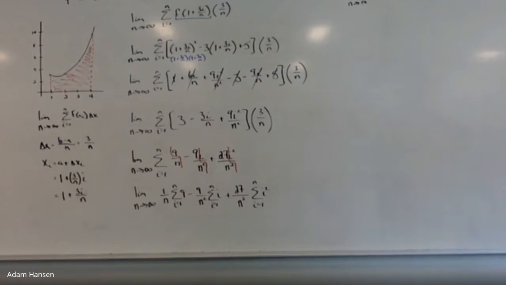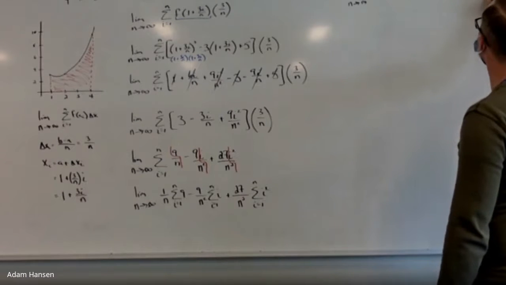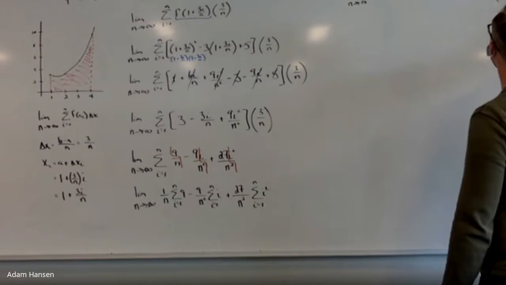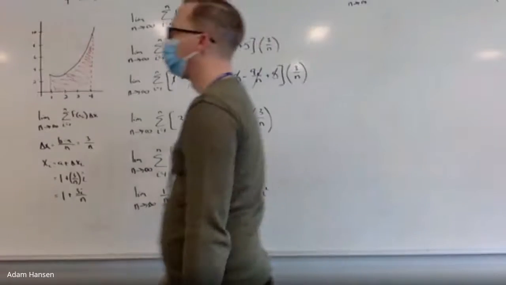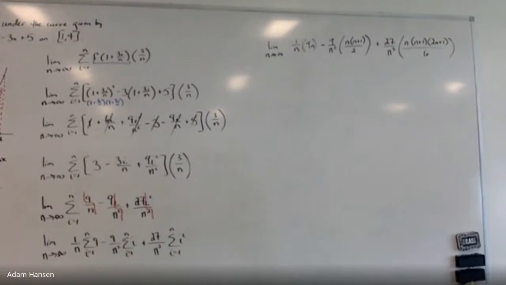The summation of i squared, this one I have a hard time remembering. Bring over the 27 and n cubed first. Is it n plus 1, 2n plus 1, multiplied by 6? Check my memory. Does that sound reasonable? I think so.